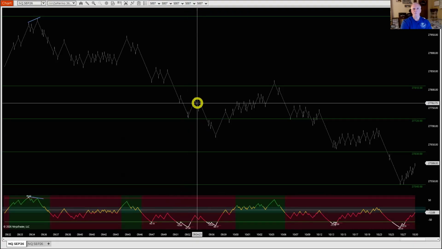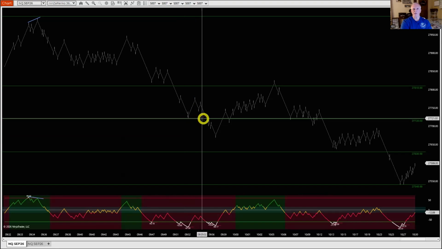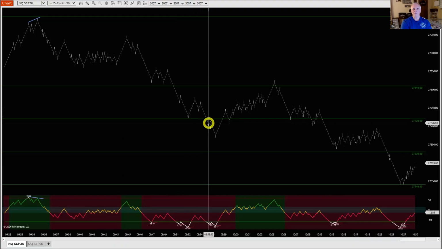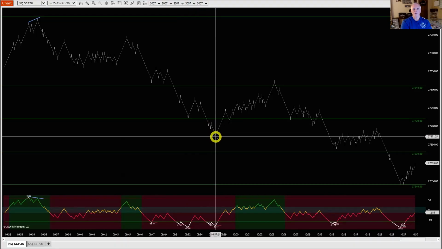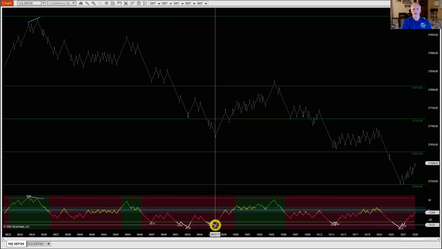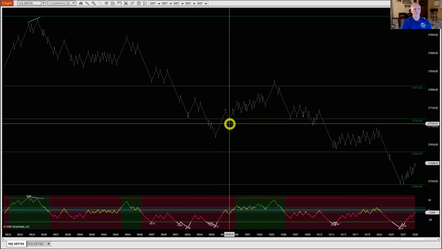Now we come back up. This is not a trade because we haven't gotten a lower low in price yet. Now we have a lower low in price, and we have a higher low right there in the indicator. So rally up, we come down. That happens.